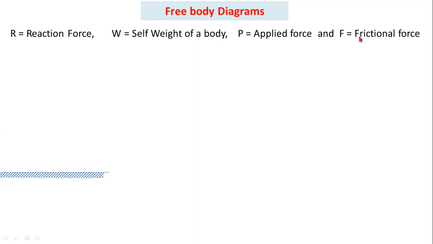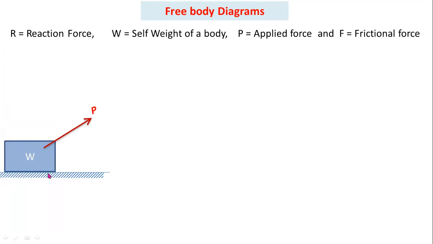So F is the frictional force, R is the normal reaction force. F equal to mu R. Mu is the coefficient of friction between the block and support. W is the self weight of your body. P is the applied force.